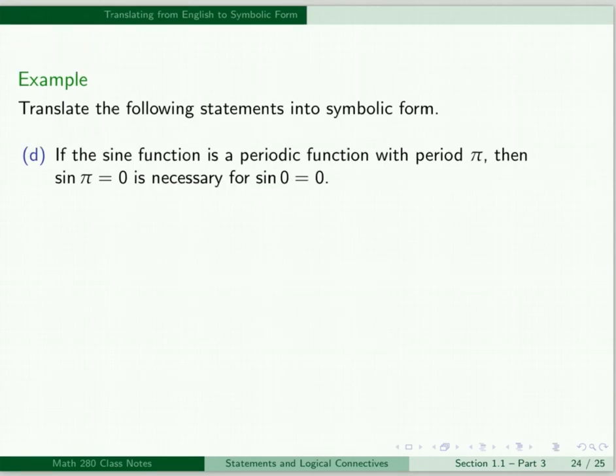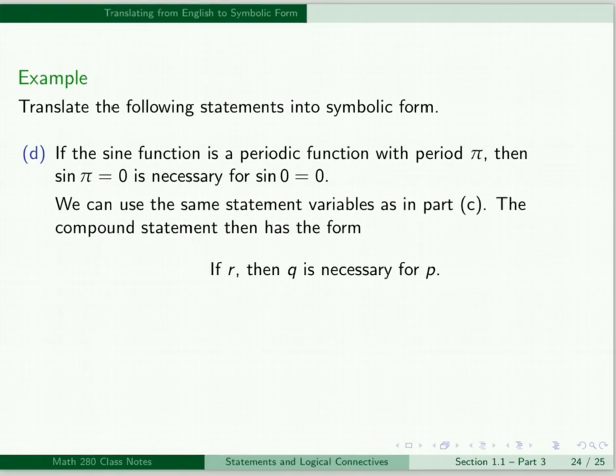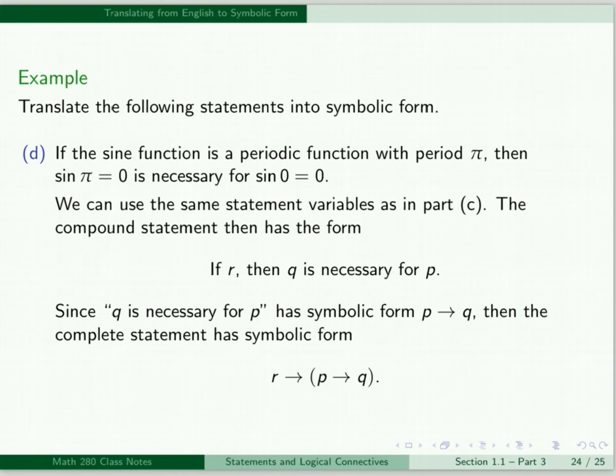Next, consider the statement if the sine function is a periodic function with period pi, then sine of pi equals 0 is necessary for sine of 0 equals 0. We can use the same statement variables as in Part C. The compound statement then has the form if R, then Q is necessary for P. Since Q is necessary for P has symbolic form P implies Q, then the complete statement has symbolic form R implies the quantity P implies Q.